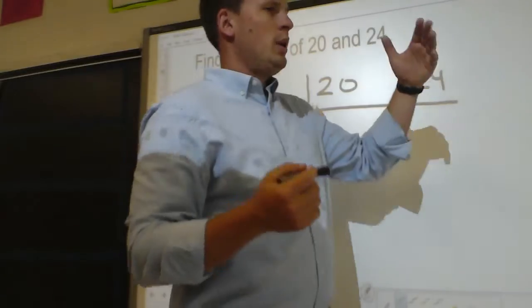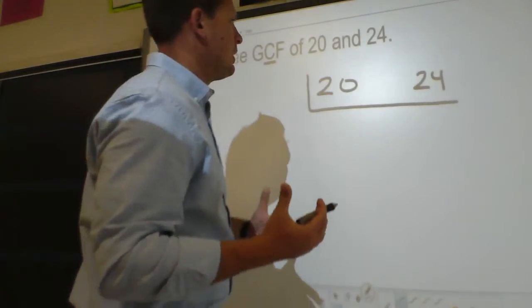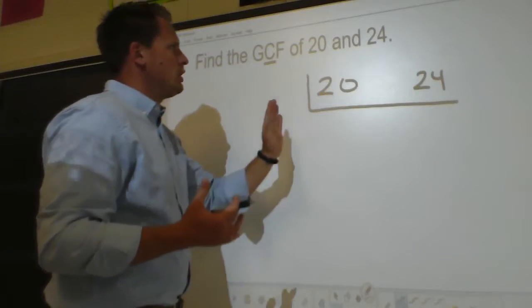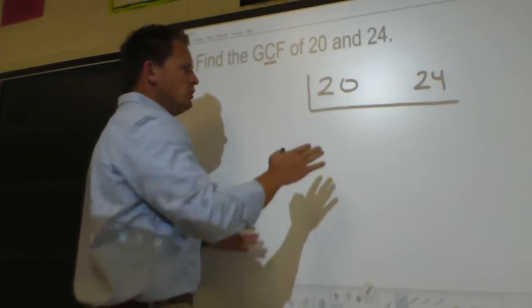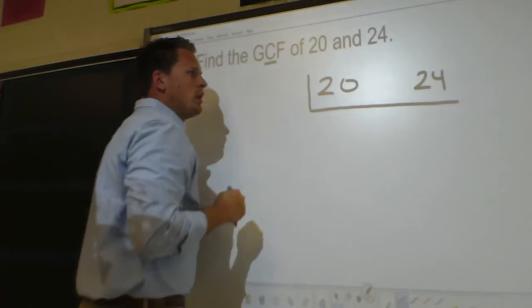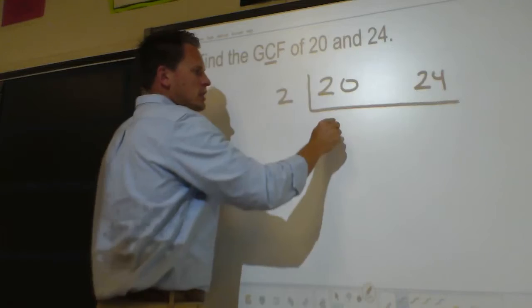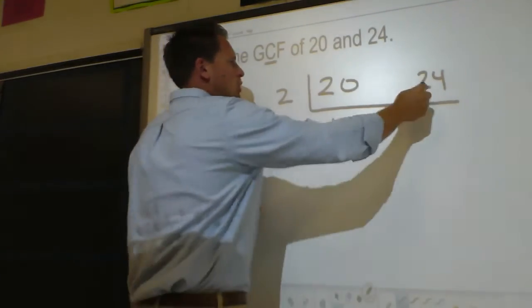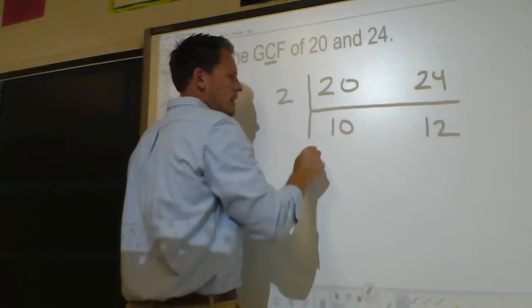We're going to take out the prime numbers. So here we go. Again, we're going to start with the smallest one, so we'll start with 2, right? Does 2 fit into both 20 and 24? It does. What is 20 divided by 2? 10. What is 24 divided by 2? 12. Upside down division again.